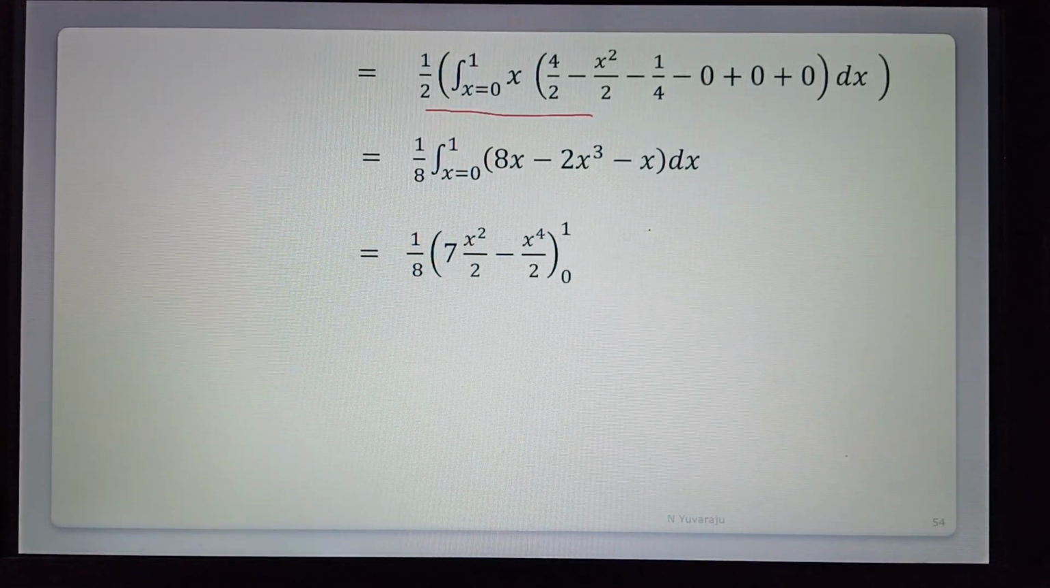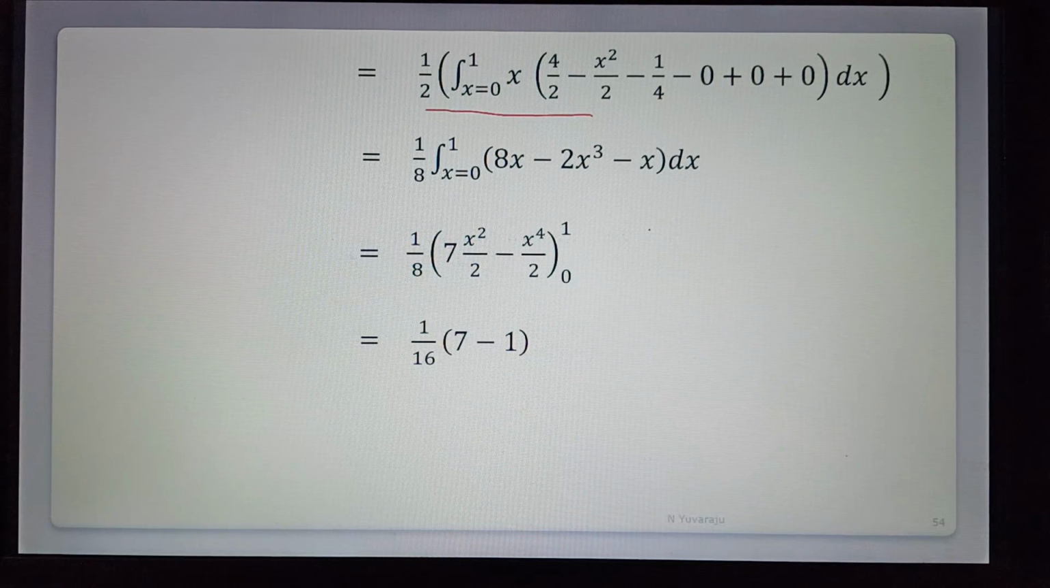Substituting x = 0 to 1, upper limit 1: 1 by 16 into 7 minus 1, lower limit 0. So that is equal, after simplification, to 3 by 8. So this is the required result of the given integration. Okay, is it clear? Next example.